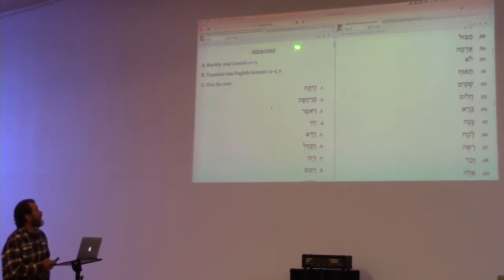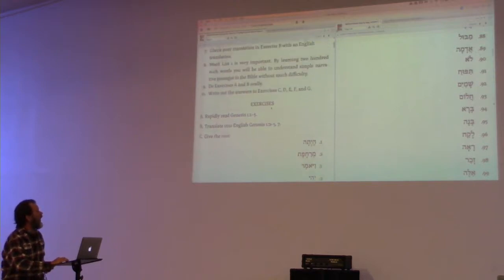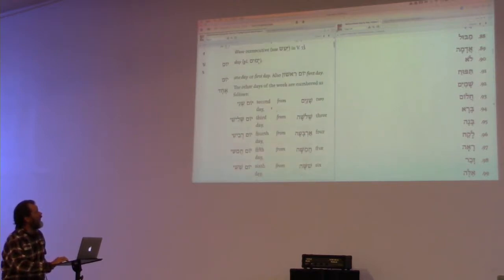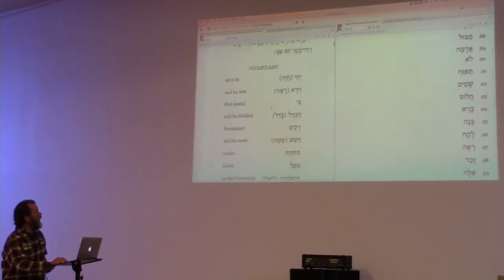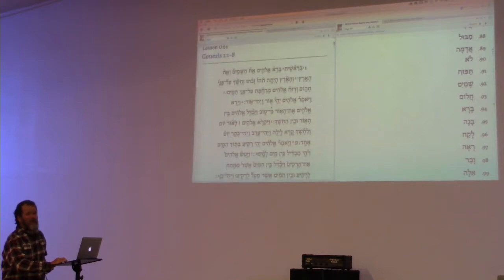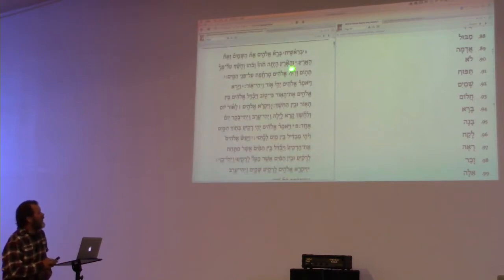So here in this first part, the exercise says rapidly read Genesis 1 through 5, and we did a semi-rapid reading, okay? And then translate into English Genesis 1:2 through 5, and verse 7, okay? And then let's give the root of all these. So let's just go through that exercise. Let's do every part of the exercise. Don't leave any part out if you can possibly help it. And once again, I'm giving you lots of time to do this. So we're going to translate verses 1 through 5, and we're going to translate verse 7.